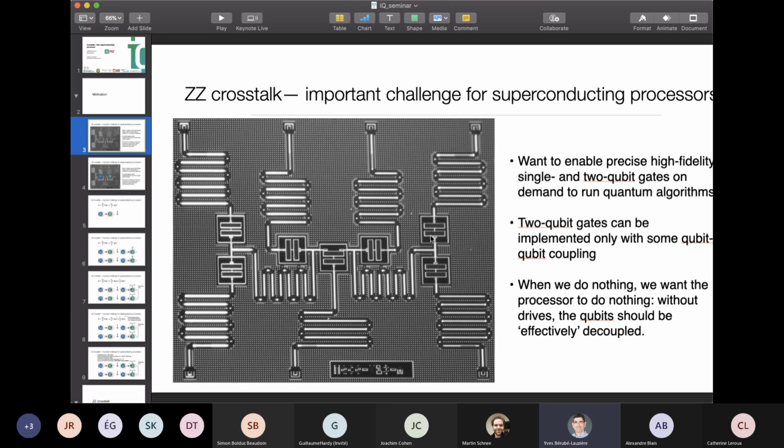So maybe I have a more general question. Has the field abandoned the all-to-all connectivity now, or is it still pursued?